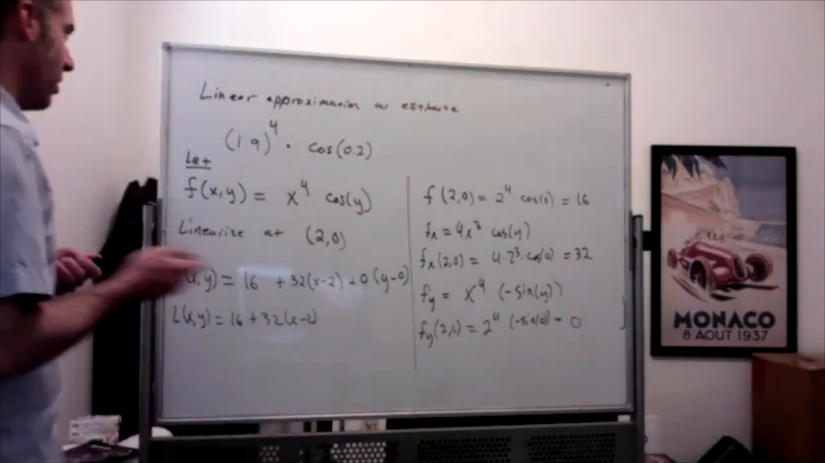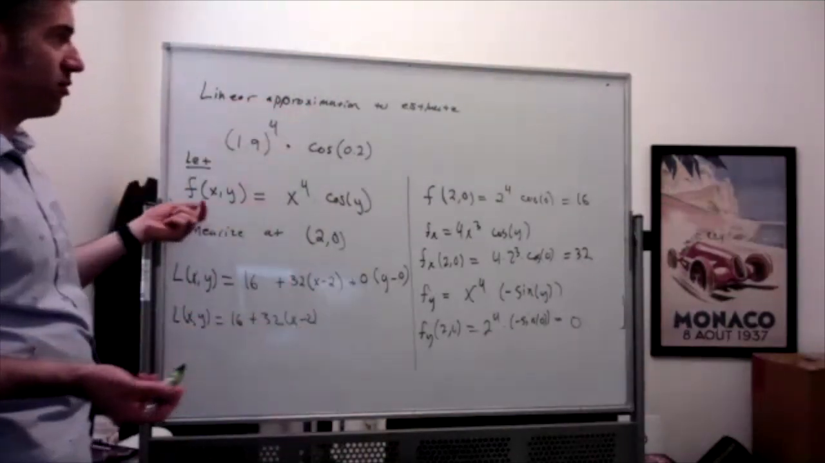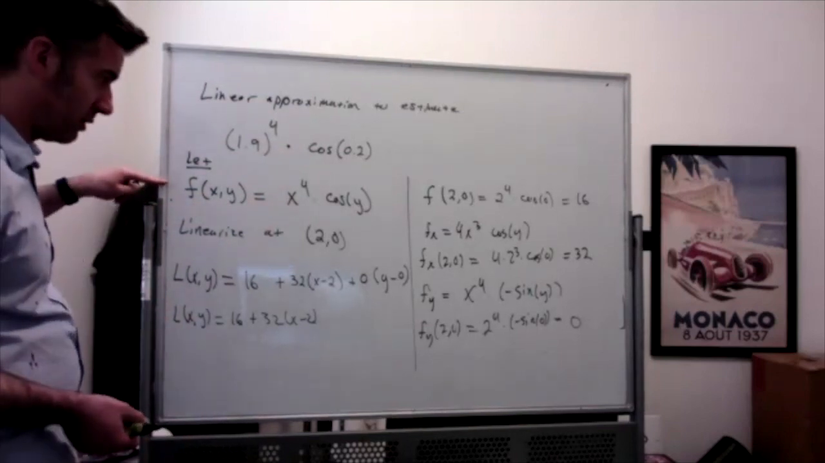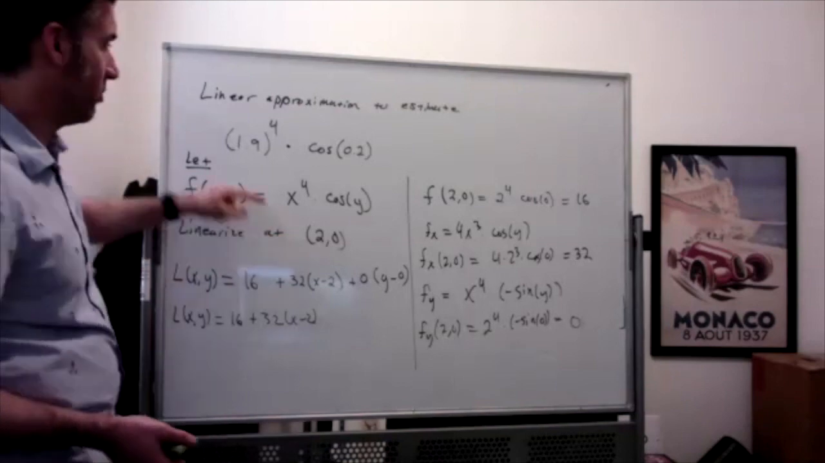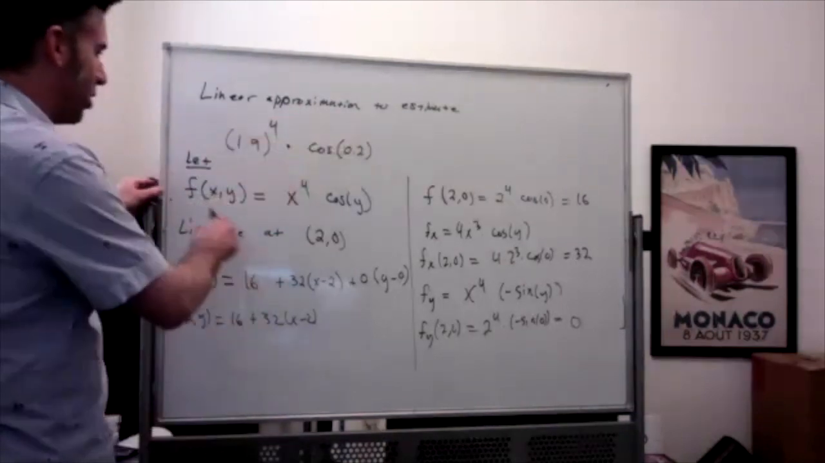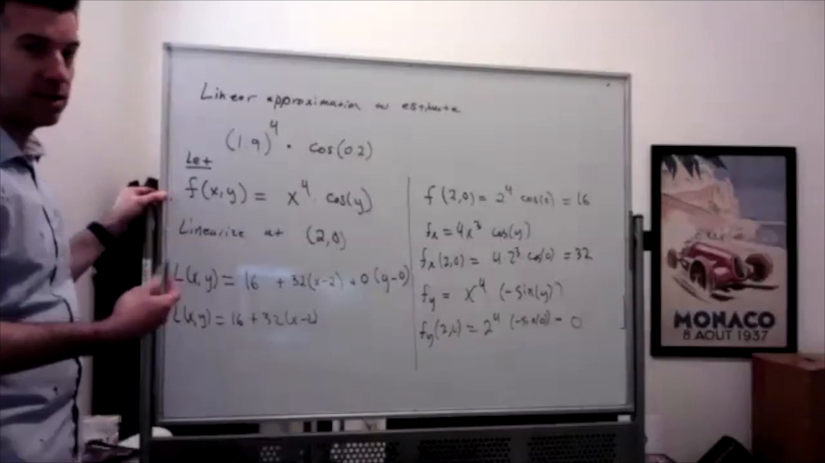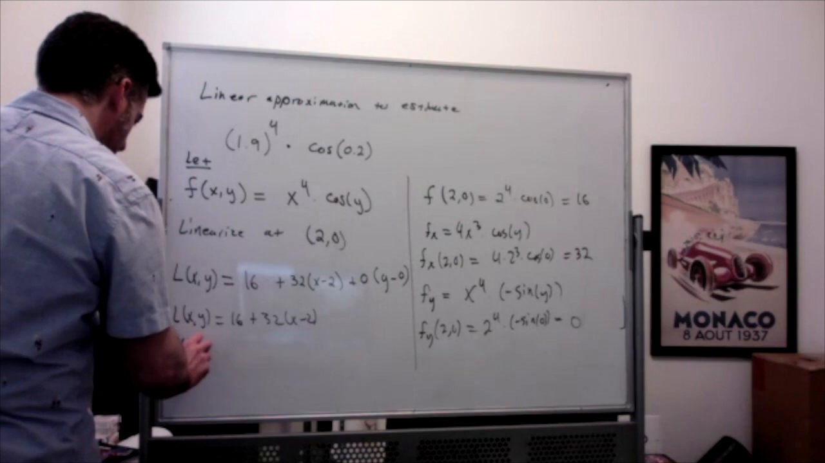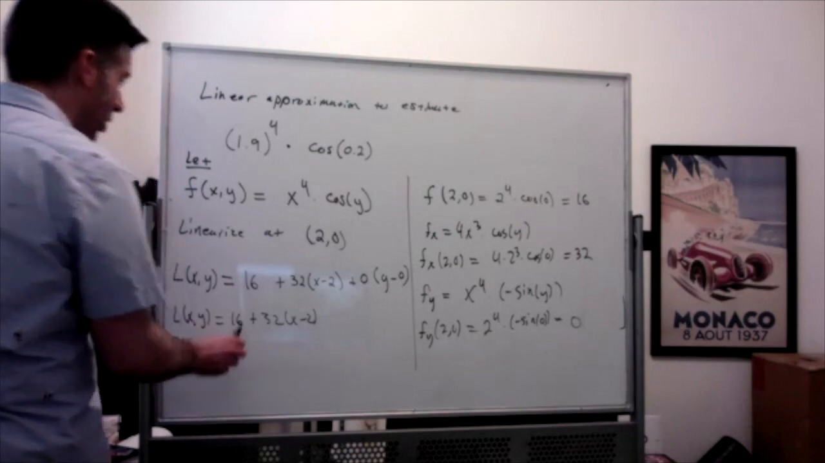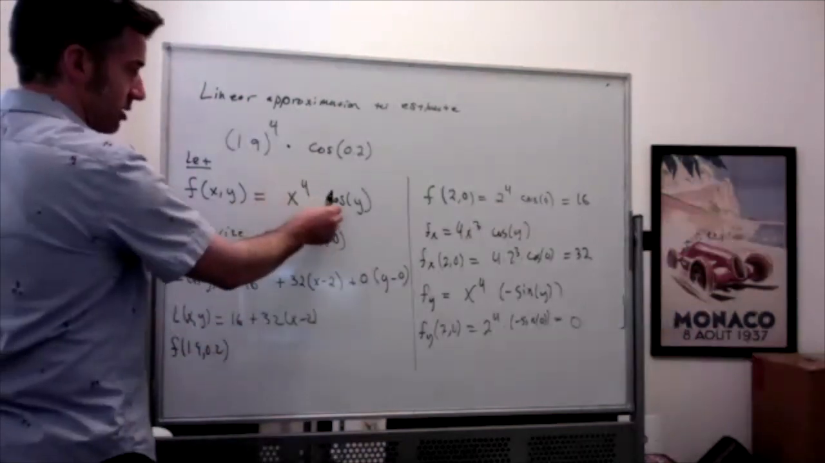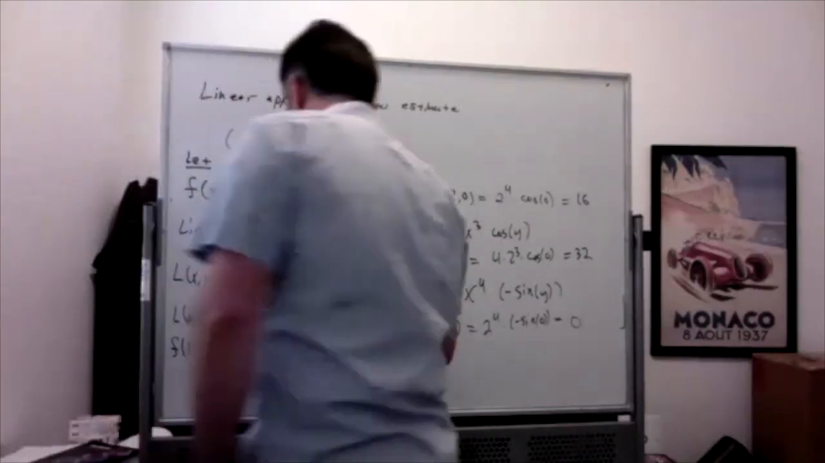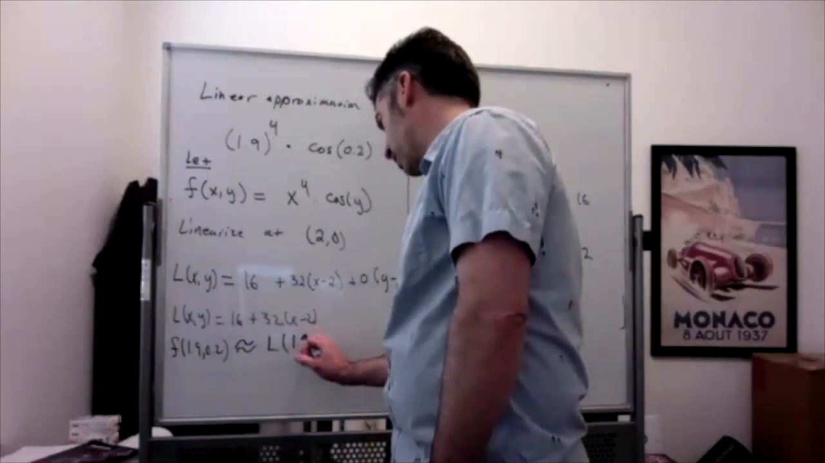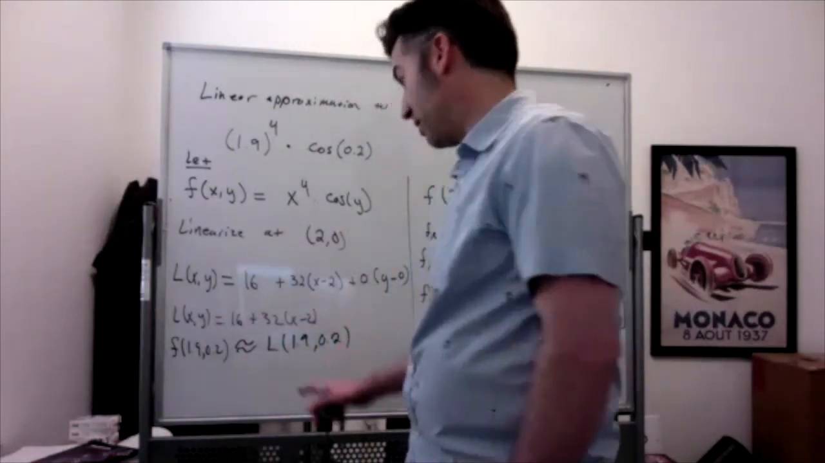So then, if I want to approximate this, I'm trying to see, well, this linearization is an approximation of this function at this point. If I want to approximate this value, I'm going to plug in those values for x and y to see what the function is approximating. So f of 1.9 comma 0.2, which would be 1.9 to the fourth times cosine of 0.2, is approximately equal to L of 1.9 comma 0.2. And then I'm just going to plug in my values.